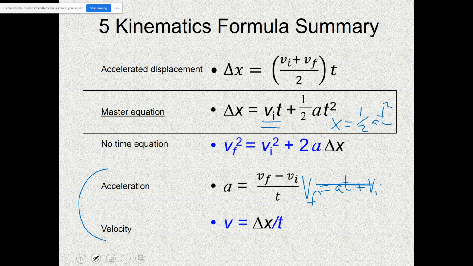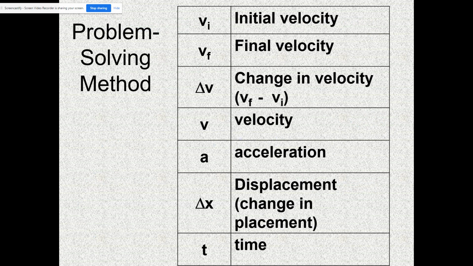Okay, let's take a look at some of these variables and what they mean. If you don't know what the variables stand for, you need to know it eventually, and this is the time to really learn it. v is velocity, and you can have a final velocity or an initial velocity or a change in velocity or a constant velocity.